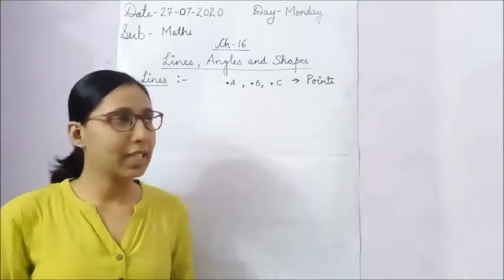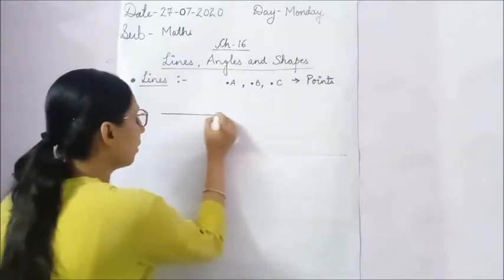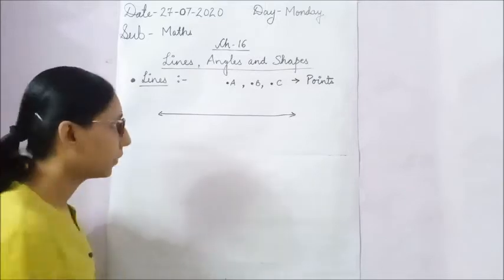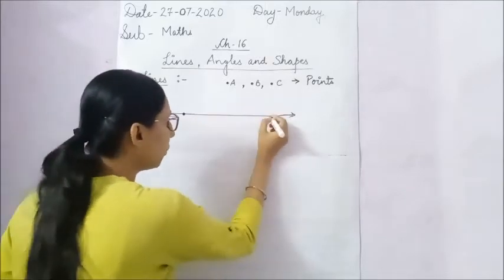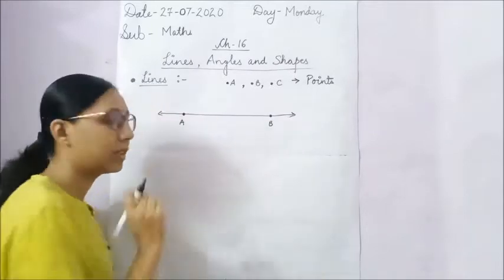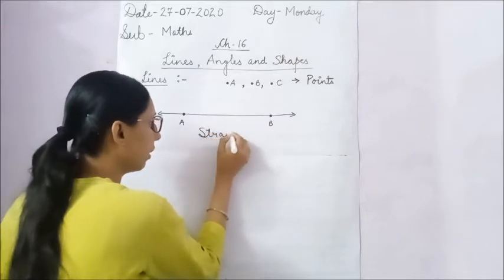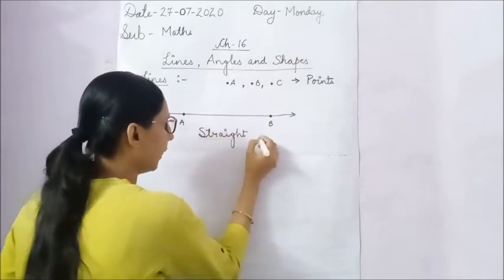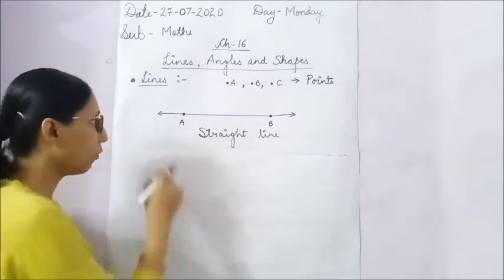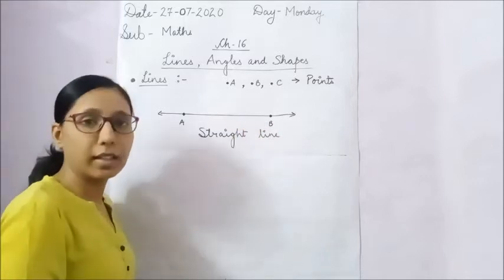Now our topic is lines. Now what are lines? We all know. हम lines इस तरह से बनाते हैं. If I denote 2 points over here, that is A and B, now this is called a straight line. Now what is a straight line? A straight line has no ending point. See, यहाँ कोई भी ending point नहीं है.